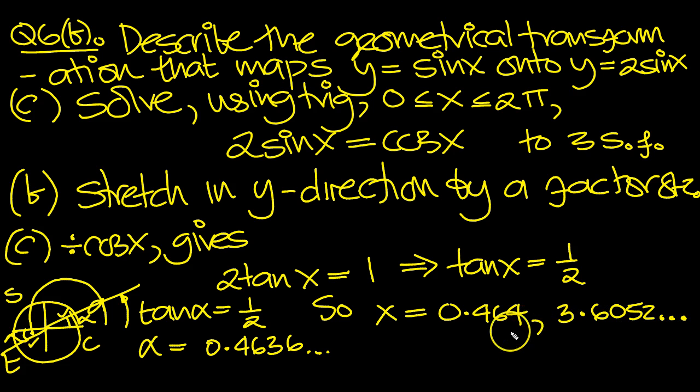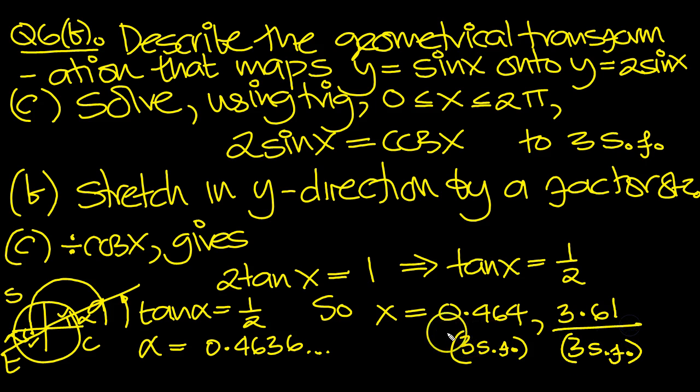So this was to 3 significant figures. And then we can do this to 3 significant figures. It's 3.61. So I'll put that in straight away here. 3.61. And that's also now to 3 significant figures. So x equals 0.464 or 3.61, both to 3 significant figures.